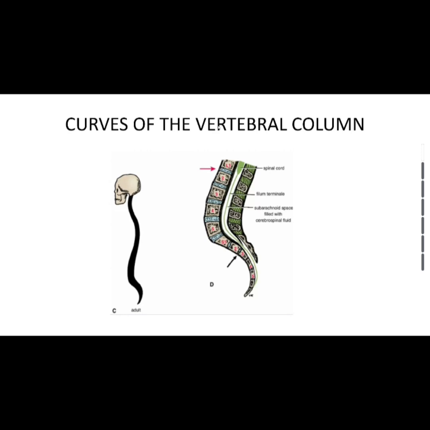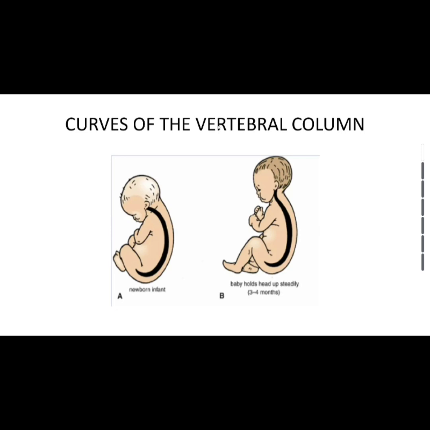So this curvature that a newborn has, we call it primary curvature. The others that form, for example the cervical curvature that starts forming, are considered secondary curvatures. So at 3 to 4 months, the cervical curvature starts being visible because the child is starting to be able to control their head.